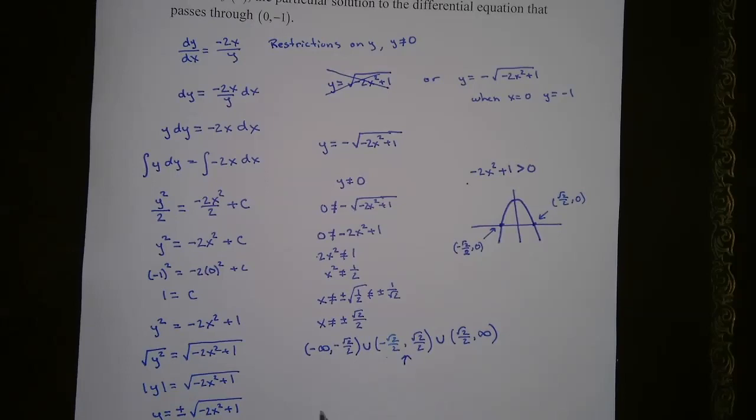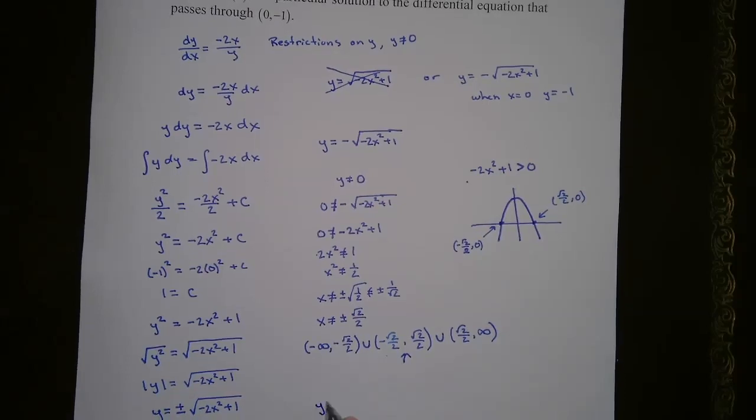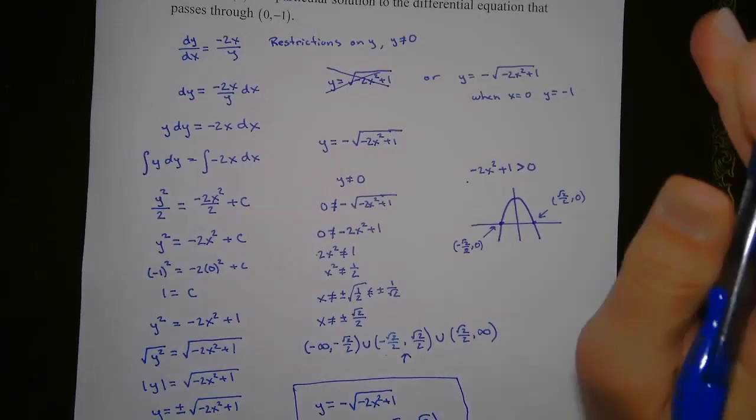Okay. Our final answer is y is equal to negative square root of negative 2x squared plus 1, and its domain is negative square root of 2 over 2, comma, the square root of 2 over 2. Okay, and that's our final answer for this, okay? Now, I want to say something, okay?